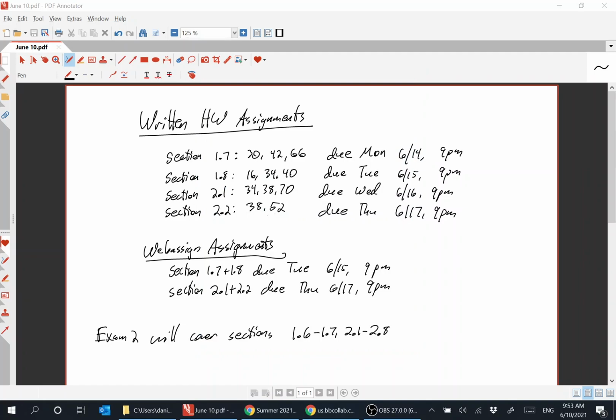exam 2 is going to cover... So if you look at the syllabus, you'll see that we've got the rest of chapter 1 and all of chapter 2. So that's a good third of the material on the syllabus. So that'll be a good place to stop for the second exam.